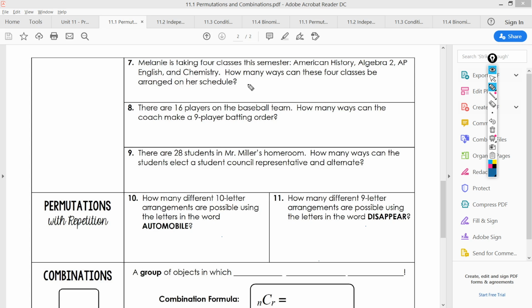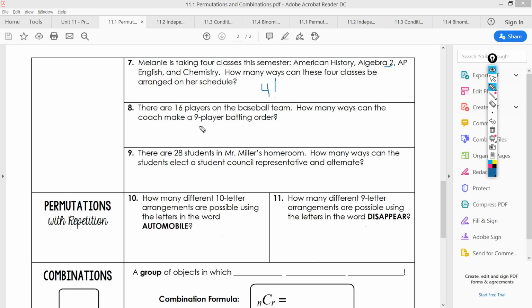Okay. Easy one. Melanie is taking 4 classes this semester: American History, Algebra II, AP English, and Chemistry. How many ways can these 4 classes be arranged on her schedule? It's just 4 factorial, right? We have 4 slots and 4 items. Simple math. There are 16 players on a baseball team. How many ways can the coach make a 9-player batting order?